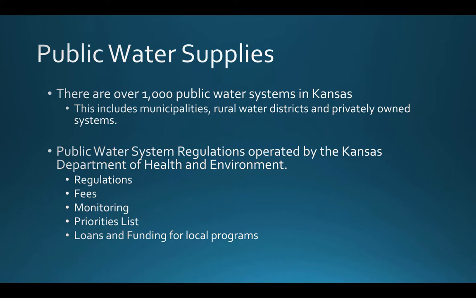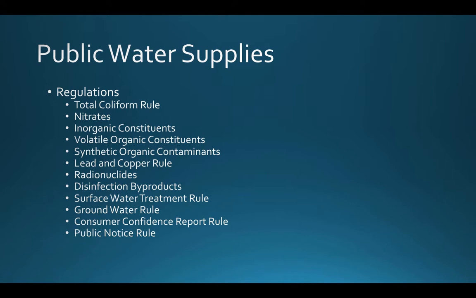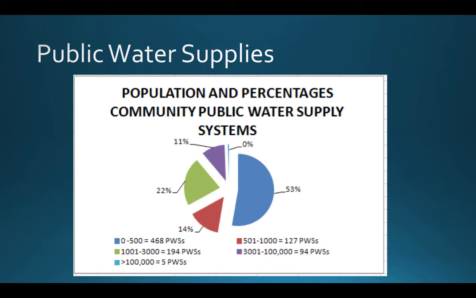So some of the regulations that go along with public water supplies: there's coliform, nitrates, inorganics, organic constituents. We have lead and copper rules, radionuclides dealing with the alpha and beta particles. We have disinfection byproducts. Then we have surface water treatment rules that have to deal with sanitation. We have groundwater rules, and we have consumer confidence reports, as well as public notice rules. So those are just a few of the different things that have to do with some of the regulations. And this is where we could be here for several hours talking about all these different rules individually. We will hit some of them as they thread through some of our discussions. So let's talk about those public water supplies.